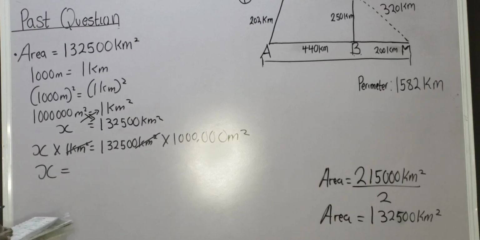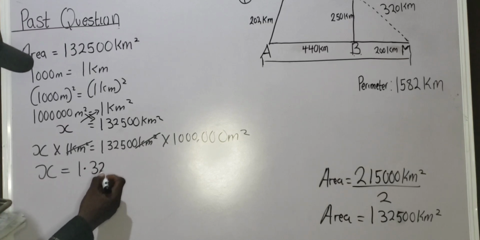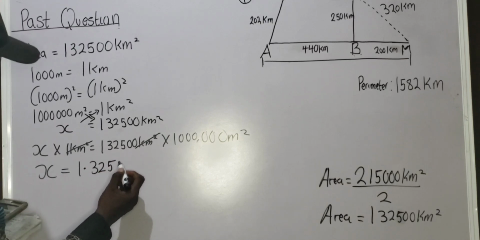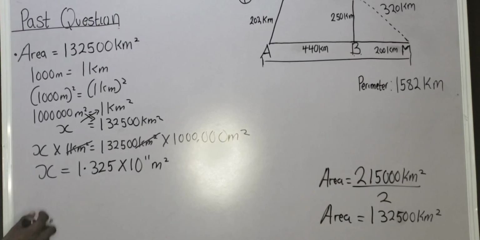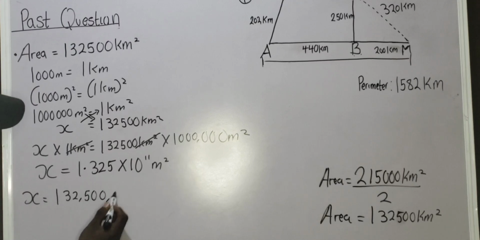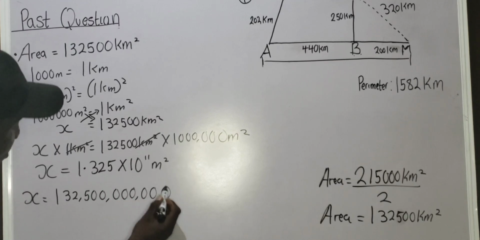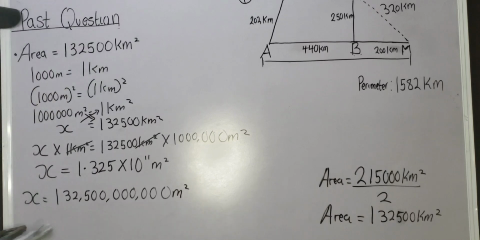132,500 multiplied by 1 million. If you punch your calculator, you are going to get, let's see, 1.325 times 10 raised to the power of 11 meters squared. It brought it in standard form, but this can be expressed as this: x is equals to 132,500,000,000. That is 132 billion 500 million meters squared. Let me put meter squared. Do you understand? It can be expressed as this.